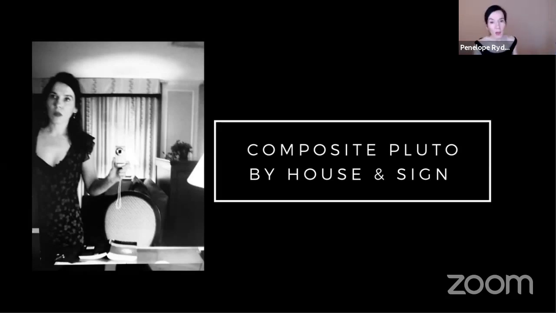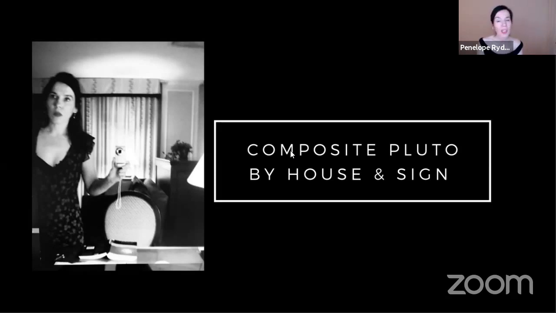Okay, right. What I'm going to do is run through composite Pluto by house and by sign. A composite chart is for any type of relationship. It can be a family member, somebody that you work with, absolutely anybody. Composite charts are not just for what we term intimate relationships, they're for all relationships: with your children, with your partner, with your work colleague.